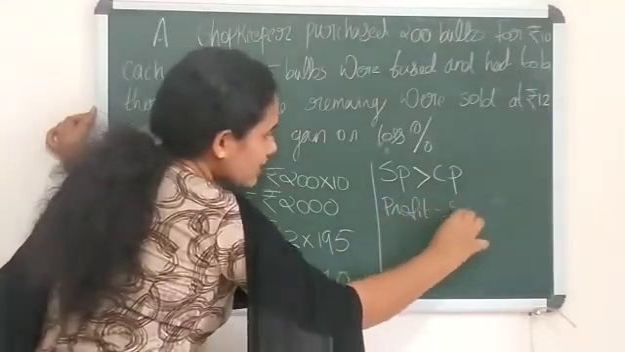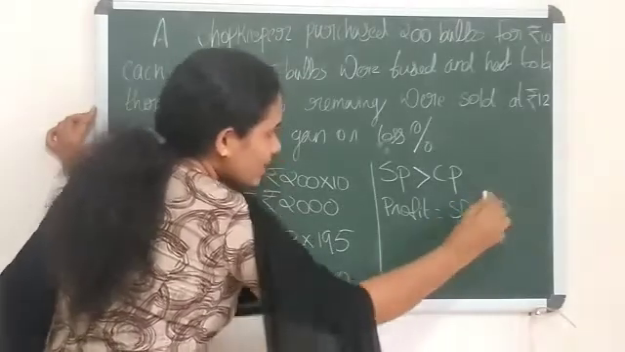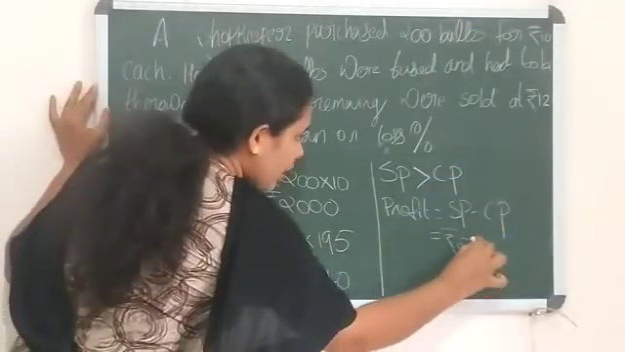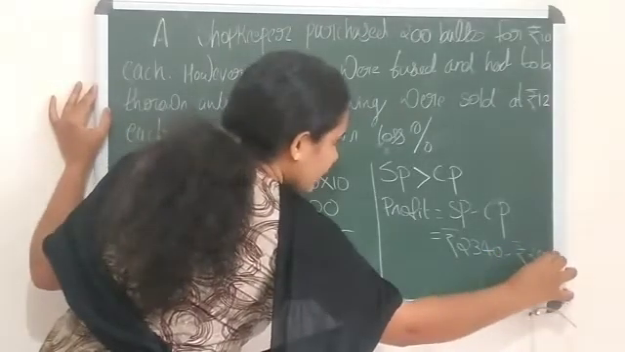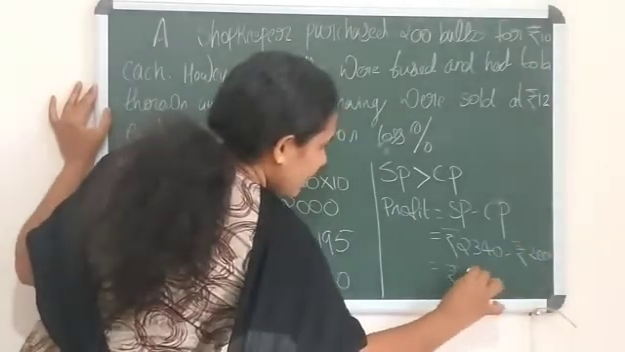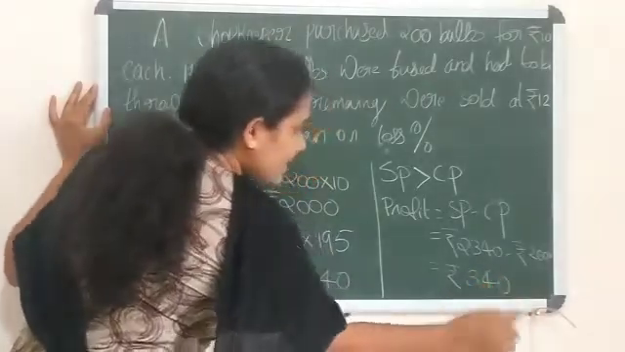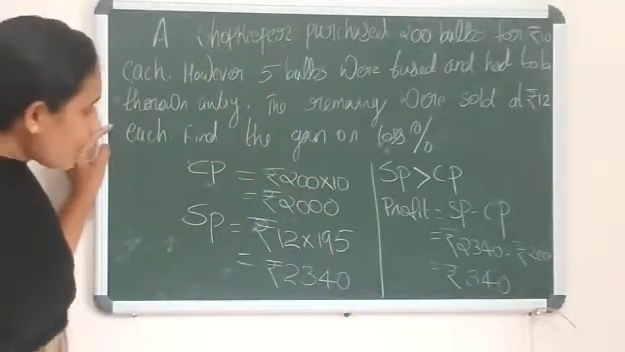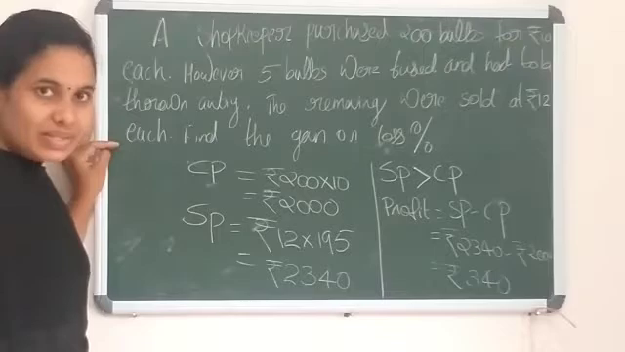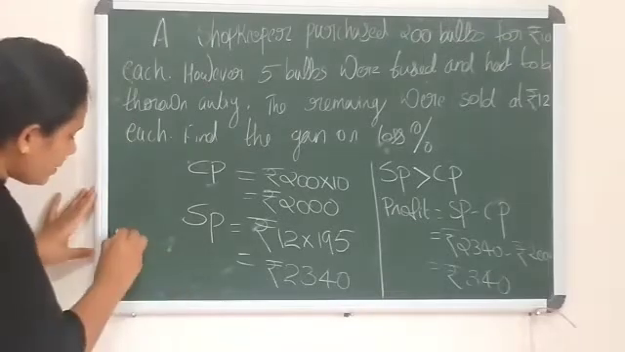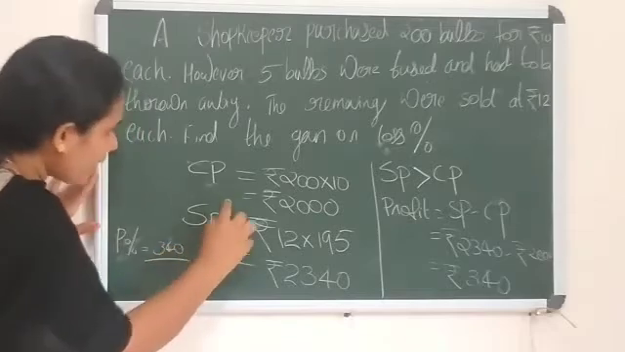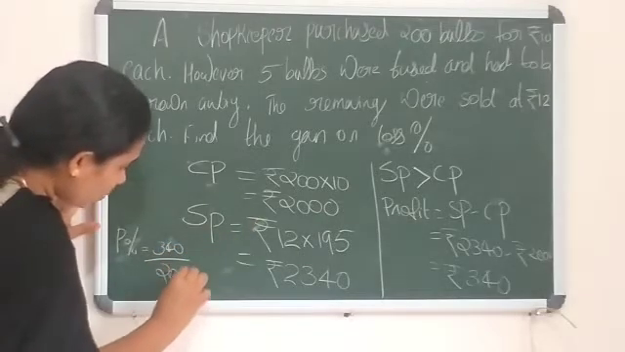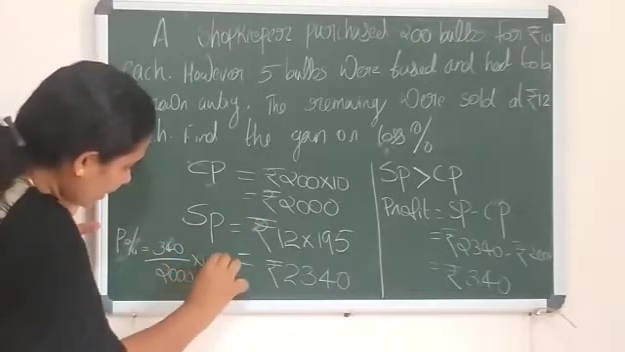Profit equals selling price minus cost price, rupees 2340 minus rupees 2000. That is rupees 340. This is the profit. Now we are finding the profit percentage. You know the equation. Profit percentage equals 340 by cost price, rupees 2000, into 100.